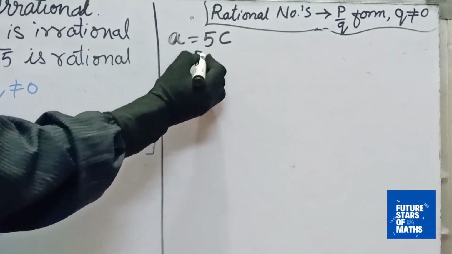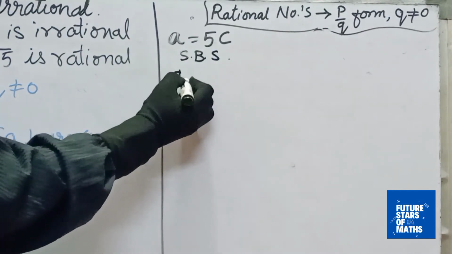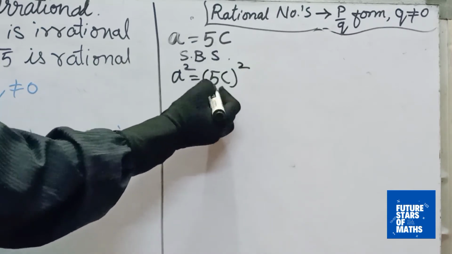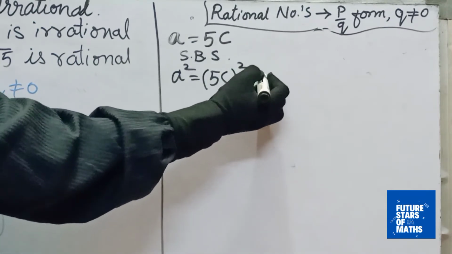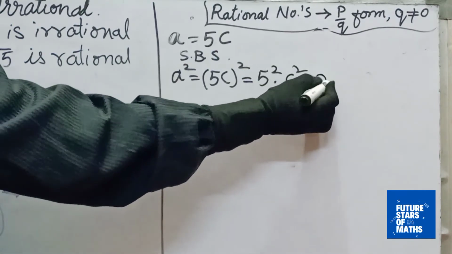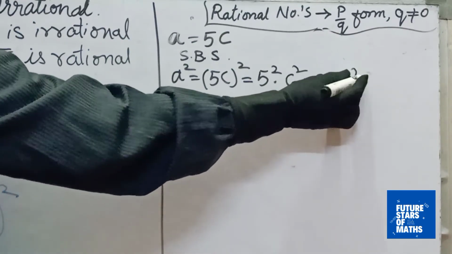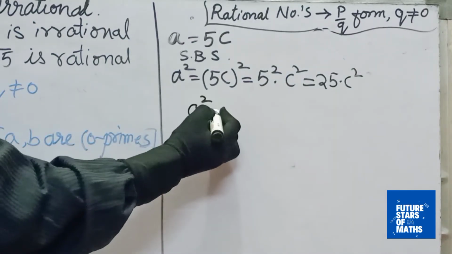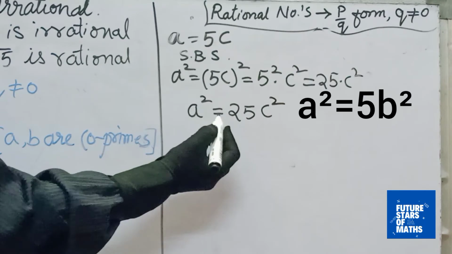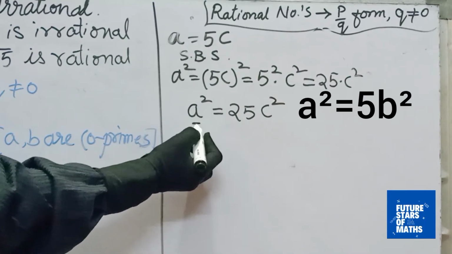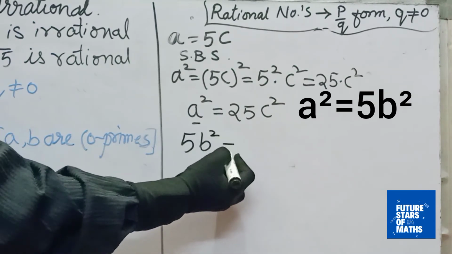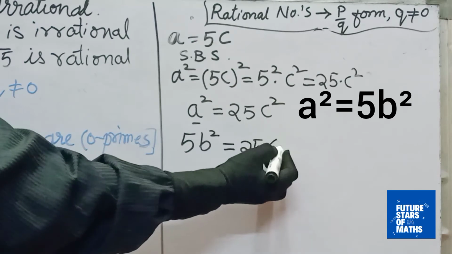Now we will square on both sides. So we get a square equal to 5c whole square. That means this square applies to both of these when we open the bracket: 5 square into c square, that is 25 into c square. Here we got a square equal to 25c square. But from the first equation, what do we have? The value of a square. A square we can write as 5b square equal to 25c square.